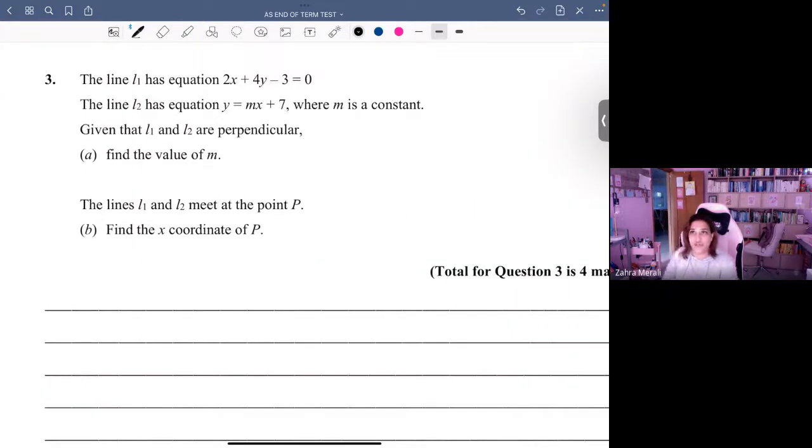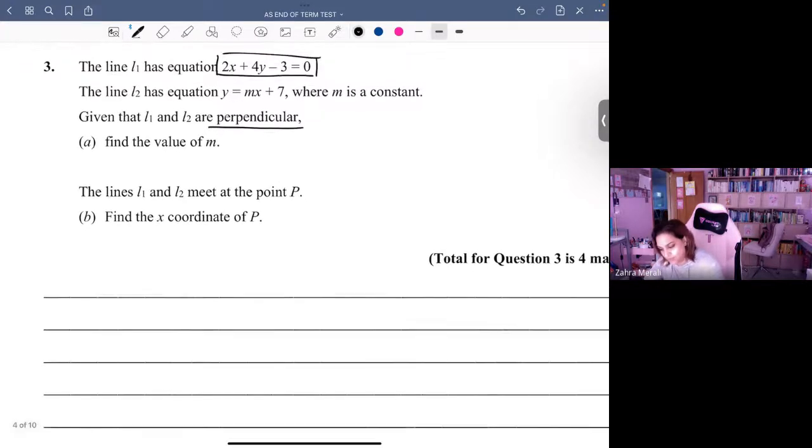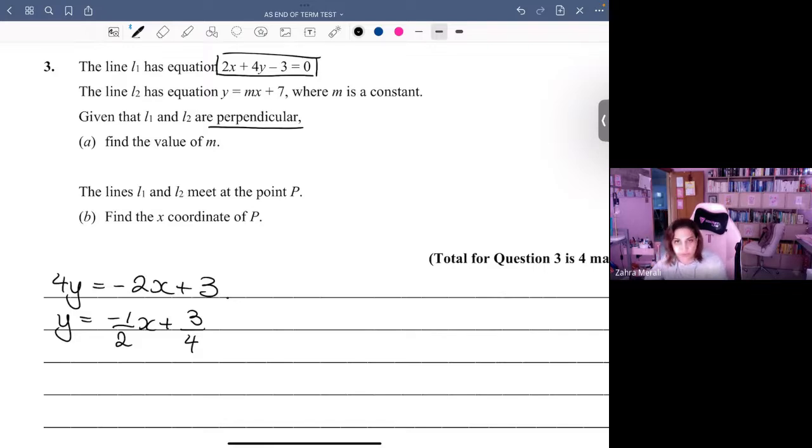This is a nice straight line question. So we're looking at perpendicular, so we're thinking about gradients. I'm going to rearrange this to get y equals to be able to find my gradient. So 4y equals minus 2x plus 3. y equals minus a half x plus 3/4 because I divide by 4. So minus 2/4 gives you minus a half, and then you've got 3/4.